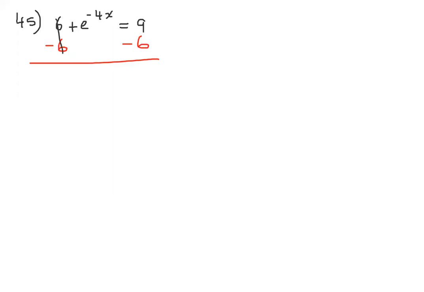Next, number 45. Again, we're going to solve exponential equations. In the previous problem, on both sides we had only one exponent and we didn't have any problem to solve. Here we have to move the 6 to the other side first. So we have to get the exponent by itself. So we get e to the -4x equal to 3.